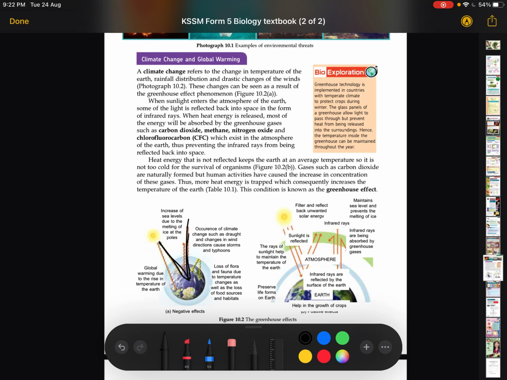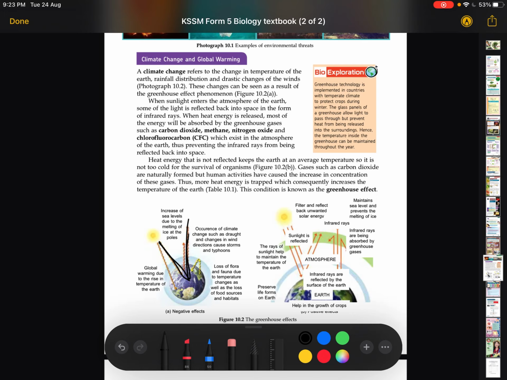Another way you can say it is that the greenhouse gases absorb the rays, absorb the light. Basically the greenhouse gases absorb the heat energy, and then they go back to earth. Usually it goes to earth, reflects, and then goes back up to space. But instead these CFCs absorb the heat energy.